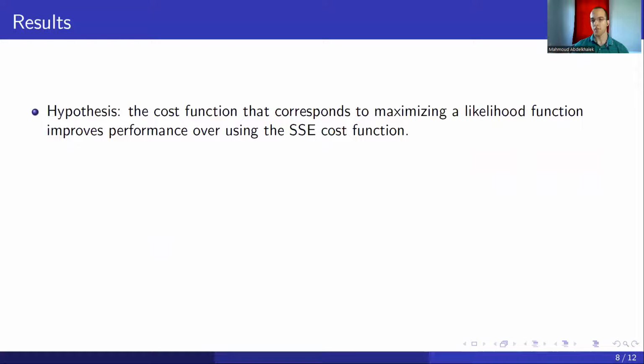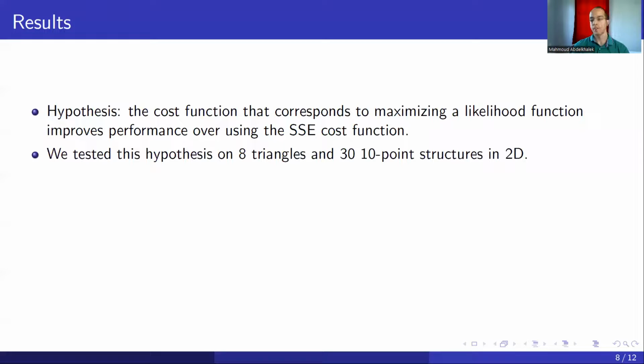Now our hypothesis was that if we choose a cost function that corresponds to maximizing a likelihood function, then we'll observe an improvement in performance over using the sum of squared errors cost function that's usually used in the literature. To determine whether this hypothesis is true or not, we tested this on eight triangles and 30 10-point structures in 2D space.